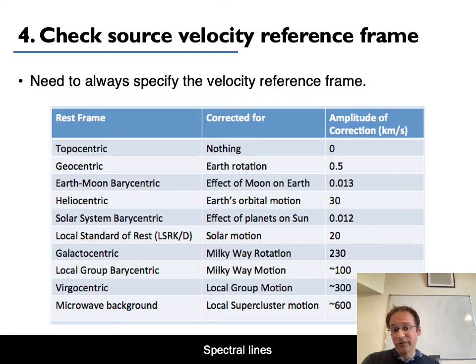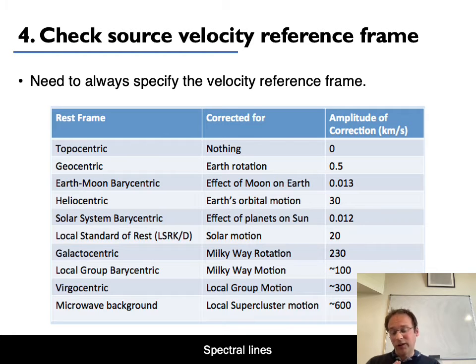So a really important subtlety of spectral line work is choosing the right standard of rest or velocity reference frame with which you're going to measure the velocities of your spectral lines with respect to. Now, what you choose depends on the field of research that you're working in. This is important because motion is relative.